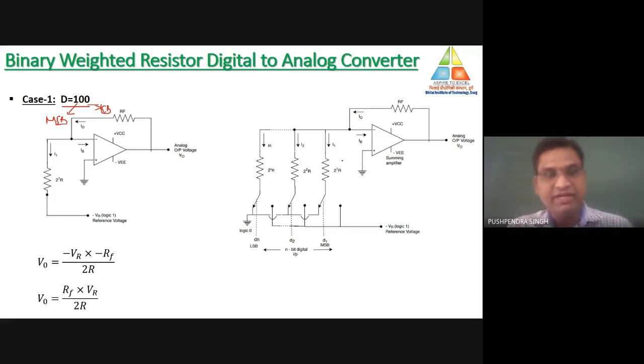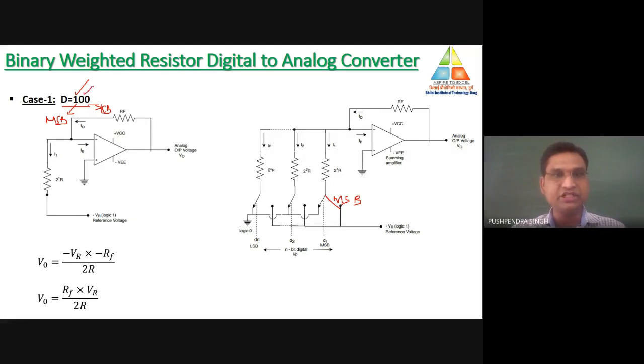So whenever the bit position is equal to 1, that means that particular resistance will be connected to the input reference voltage. Here, this is the MSB. The very first bit is equal to 1, MSB is equal to 1. That's why we have connected it to the reference voltage.